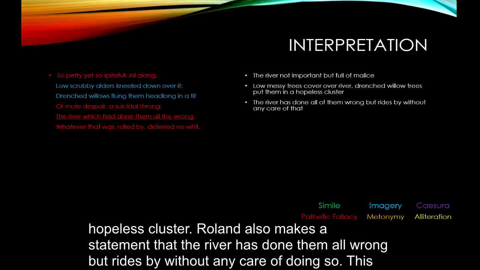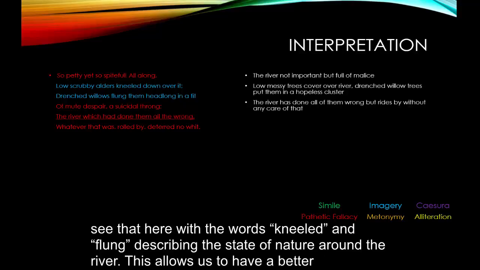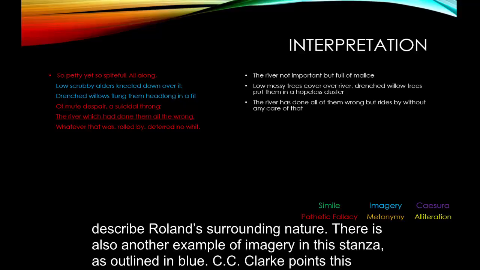Roland also makes a statement that the river has done them all wrong, but rides by without any care of doing so. This entire stanza is counted as an example of pathetic fallacy because inanimate nature is bestowed with human characteristics. We can see that here with the words kneeled and flung, describing the state of nature around the river. This allows us to have a better understanding of the environment being described by Roland, since characteristics that sometimes describe us are being used to describe Roland's surrounding nature. There is also another example of imagery in the stanza, as outlined in blue.